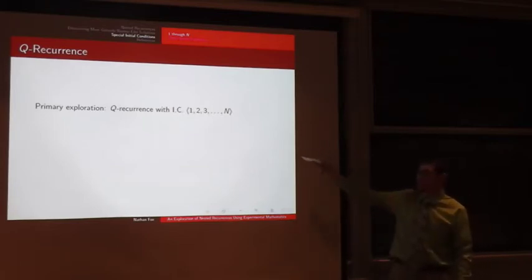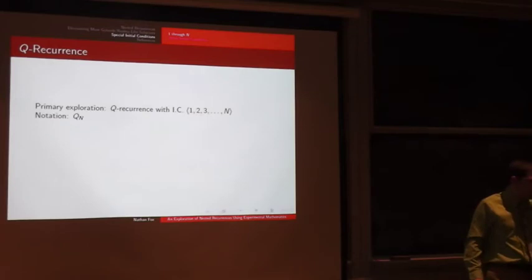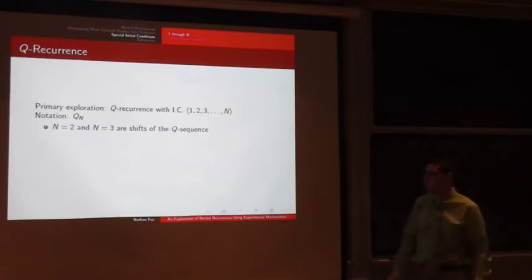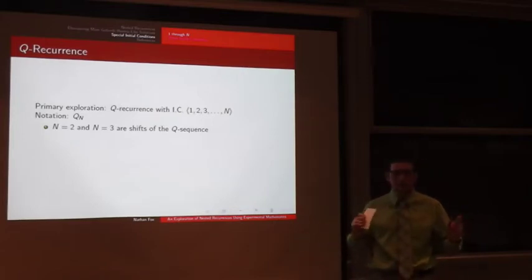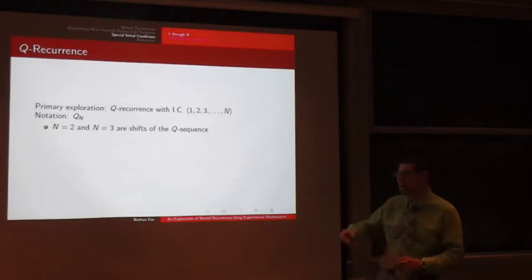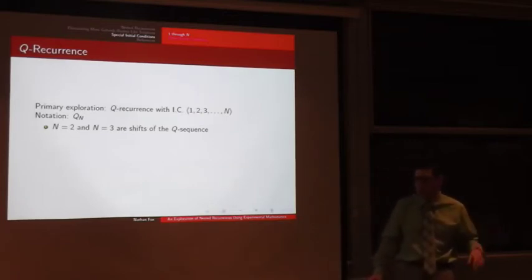So we're going to look at the Q recurrence first with the initial conditions 1 through n. We're going to use the notation Q sub n to denote these sequences. So 2 and 3, those are just shifts of the Q sequence. So you remember invariant under shifting. The first terms were 1, 1, 2. So you just have 1, 2 now, and it works out the same way. Just that first 1 is never referenced, because we don't think it's ever referenced when computing the terms.